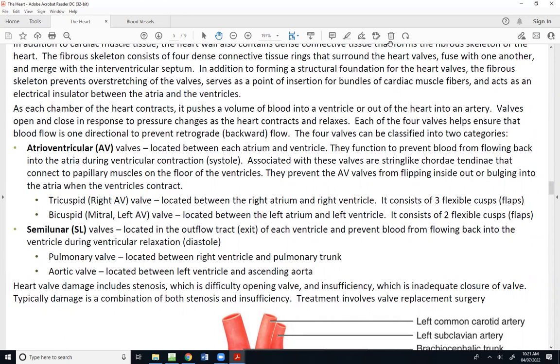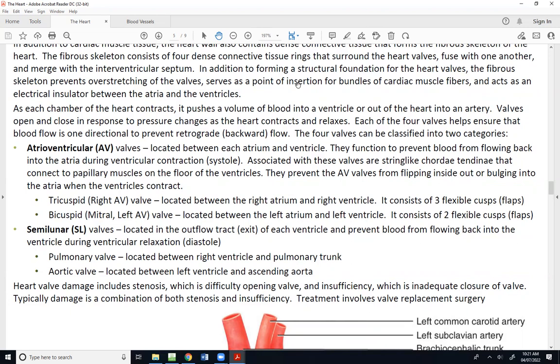And speaking of, that relates to the 4 heart valves. And so let's read and continue on. As each chamber of the heart contracts, it pushes a volume of blood into a ventricle or out of the heart into an artery. Valves will open and close in response to pressure changes as the heart contracts and relaxes. And this is going to help ensure that blood flow is a one-directional situation, preventing retrograde or backwards flow.